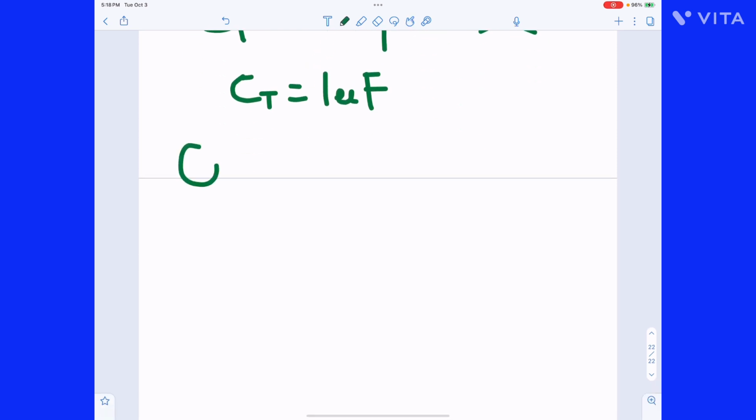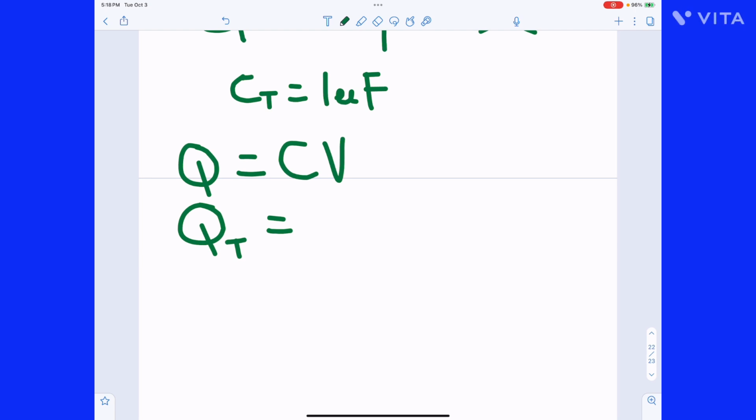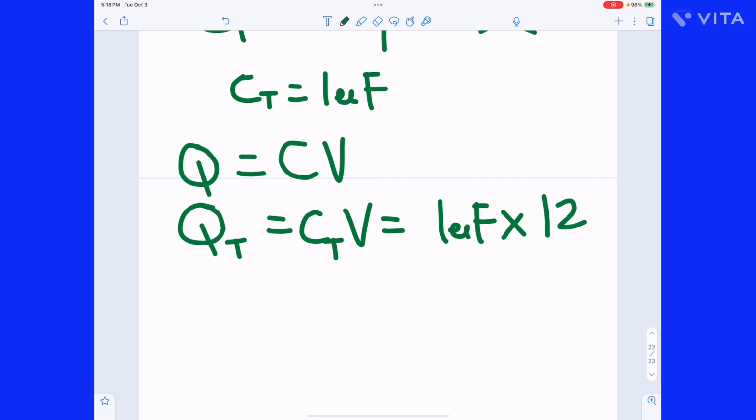So the total charge stored will be, we always use Q is equal to CV. So that means the total charge stored on all the capacitors put together as one, in the total capacitance, is equal to C total times V. That gives me what? 1 microfarad times 12 volts. So the total charge stored is equal to 12 microcoulomb.